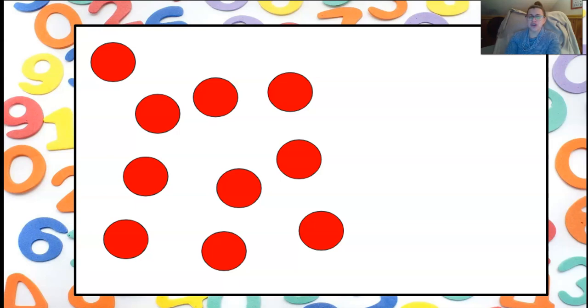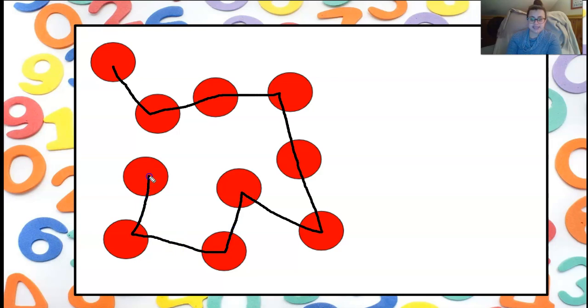Are my counters organized in a nice line or scattered? My counters are all scattered. So I am going to get my pencil. I'm going to draw a counting path to help me know where I started. 1, 2, 3, 4, 5, 6, 7, 8, 9, 10.